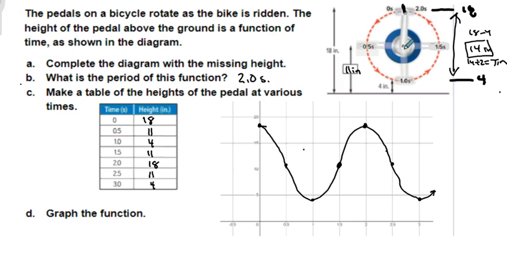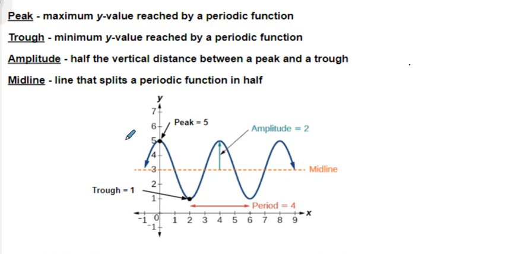Okay, in the last video, we left off with this problem here. This is our first application problem we're looking at. We were at a loss for what to call these different things. So now we're going to learn some terms. We have another example here, and we've got these four terms that we're going to start using: peak, trough, amplitude, and midline.